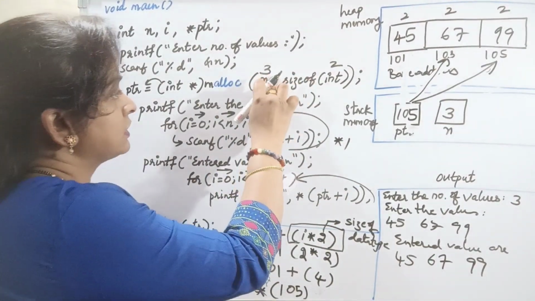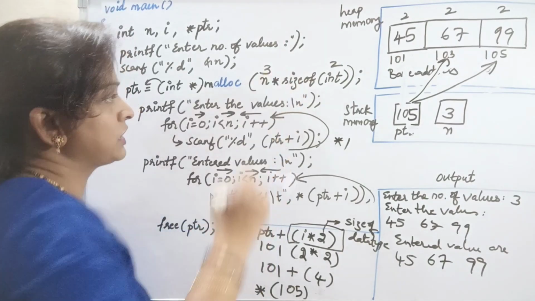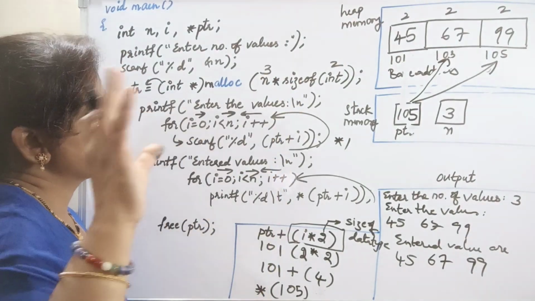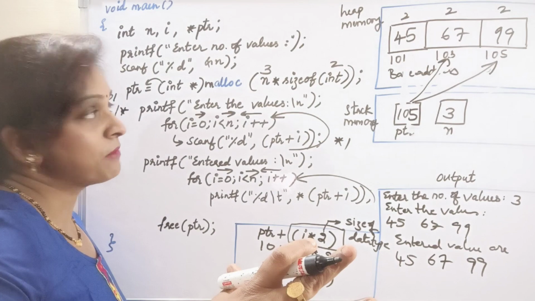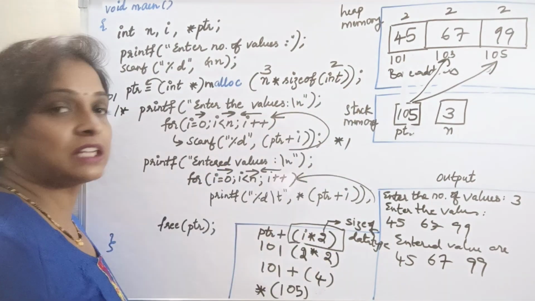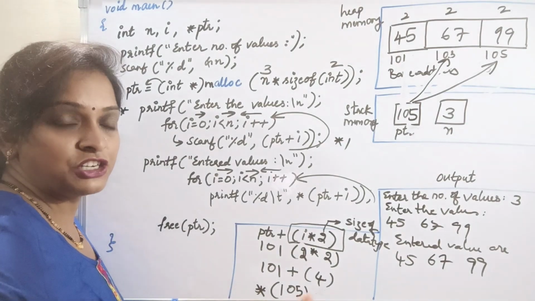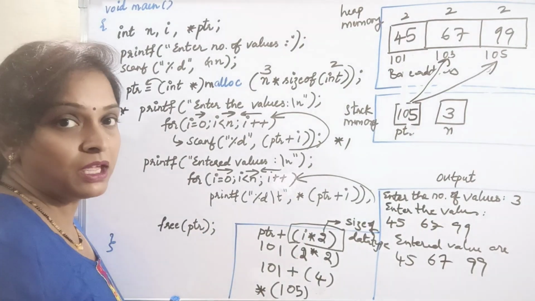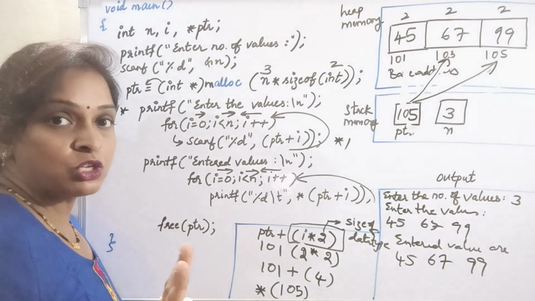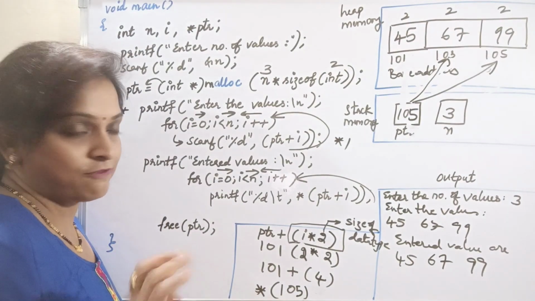Malloc function, and this argument I need to change. It is n into size of int. So malloc function allocates a block of memory of the integer type. So it is 2 into 3, totally 6 bytes of block of memory will be allocated, but the values will not be initialized to 0 by default.